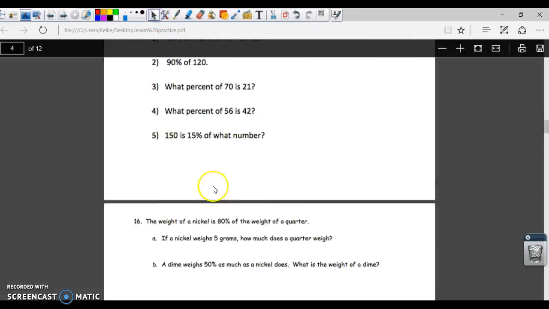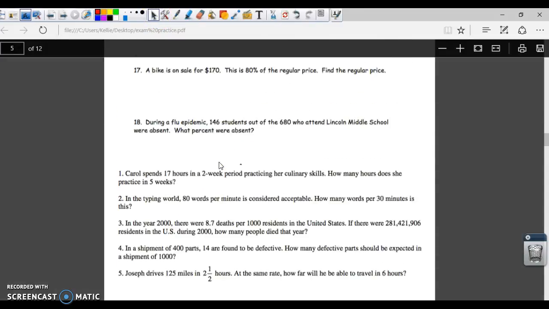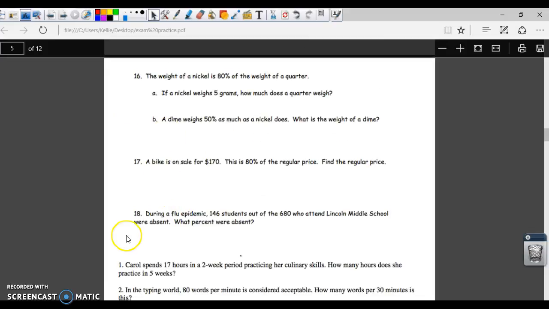Let's see what else we got going on here with the percent stuff. These are word problems, so I'm going to end this video and do the word problem ones next.